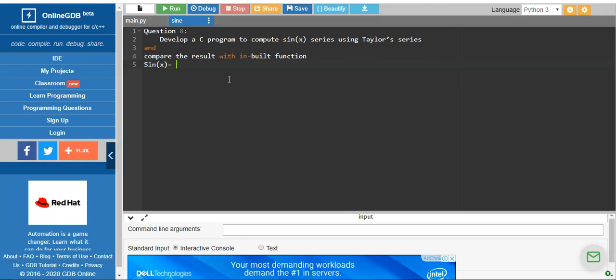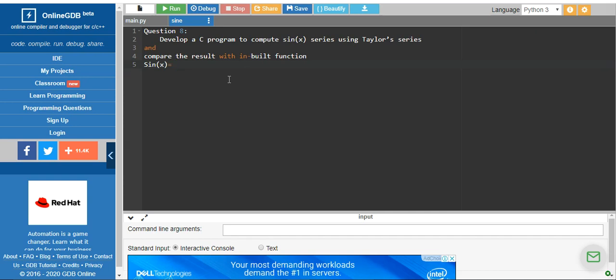Today I'll be talking about a program of sine series, and this sine series equation is taken from a Taylor series. Today we will be seeing what the Taylor series is, and the output is compared with the built-in function that is available in the math library file.